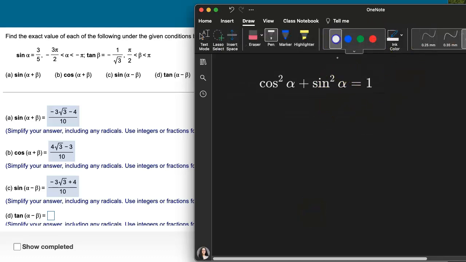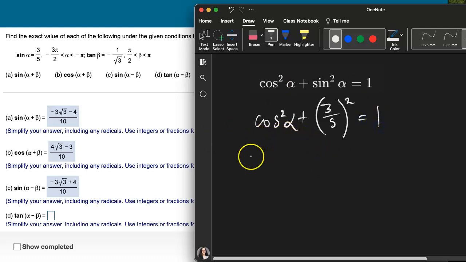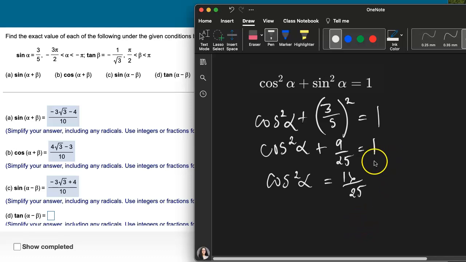Again, we know the sine of alpha, so we can make a substitution here. That is 3/5, and that value will be squared. What we can get with this substitution is the cosine of alpha. So let's do these steps to find the cosine of alpha. First, square 3/5, that gives us 9/25. Next, subtract 9/25 from both sides. This will isolate cosine squared of alpha, and we get that that equals 16/25.